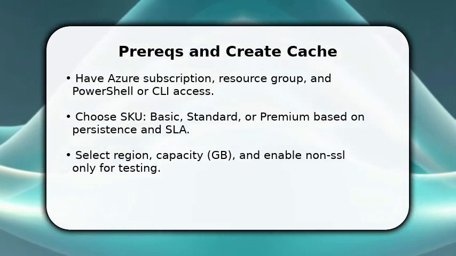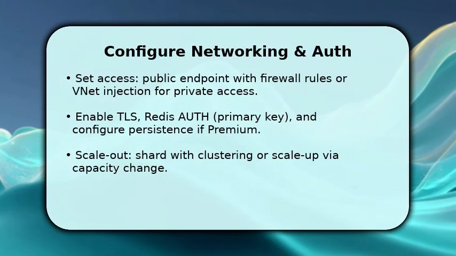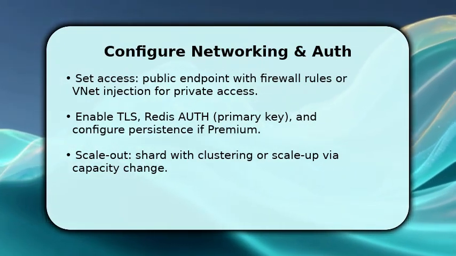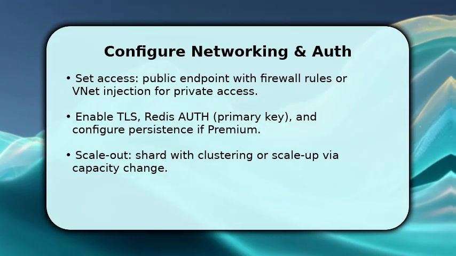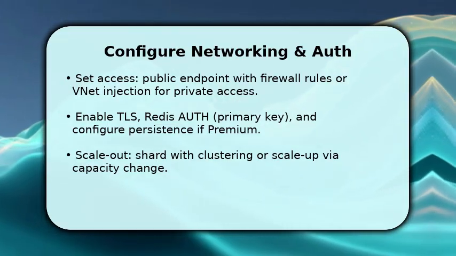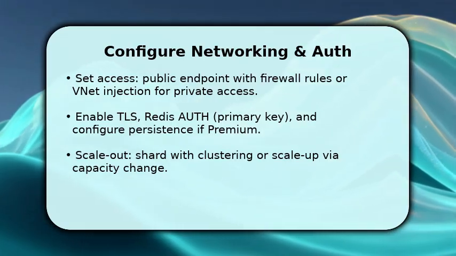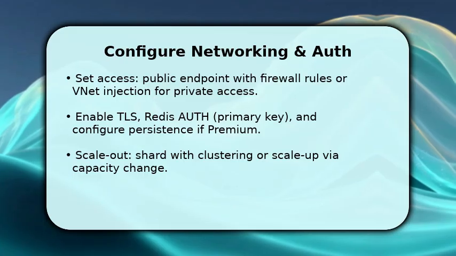Now configure how your applications will reach Redis. You decide between public endpoint with IP firewall rules or VNet injection for private network access. Choose VNet for production to reduce exposure. Next, enable TLS and copy the Redis auth key. Store it in Key Vault or App Settings.